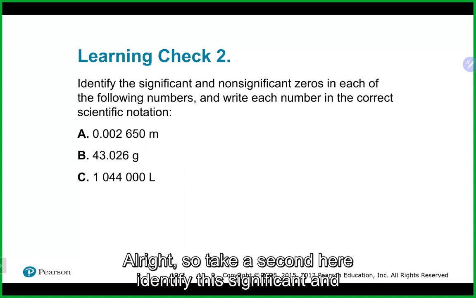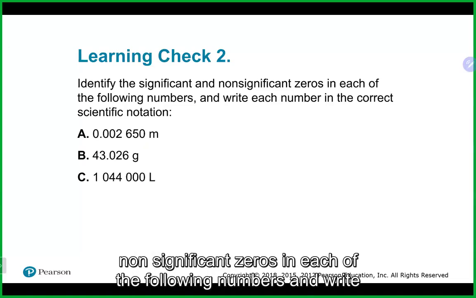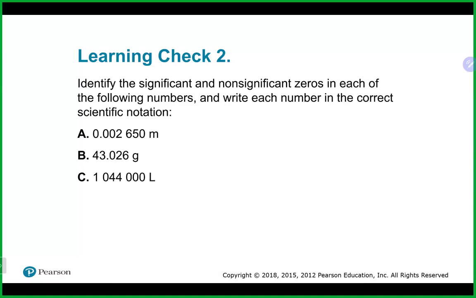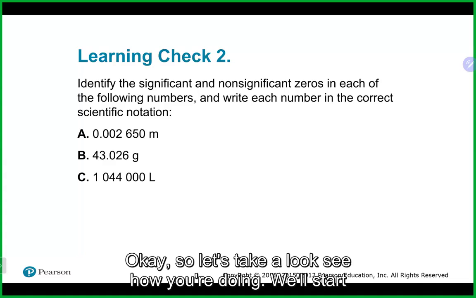All right, so take a second here. Identify the significant and non-significant zeros in each of the following numbers and write them in scientific notation properly. Okay, so let's take a look, see how you're doing. We'll start with the first one.